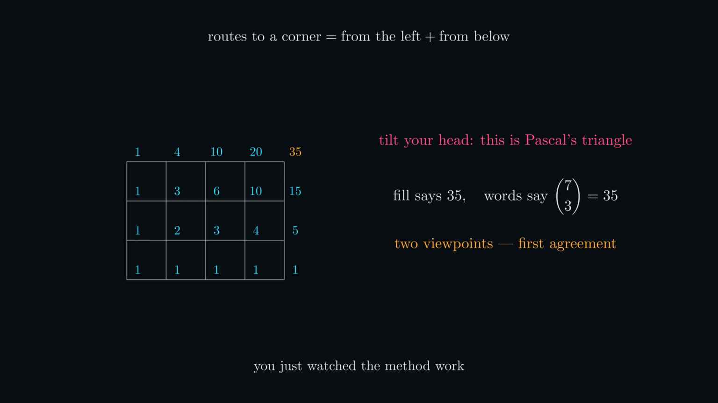And now notice what we already have. The fill says the corner count is a Pascal entry. The word said it is 7 choose 3. 2 viewpoints, 1 count, and they agree as they must. You have just watched the method work for the first time.